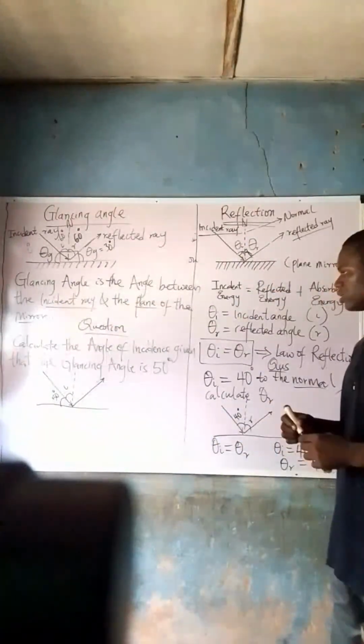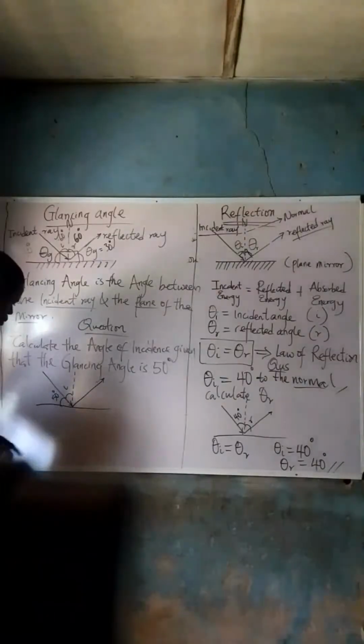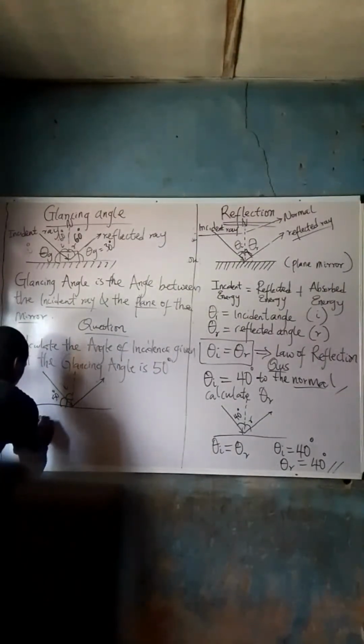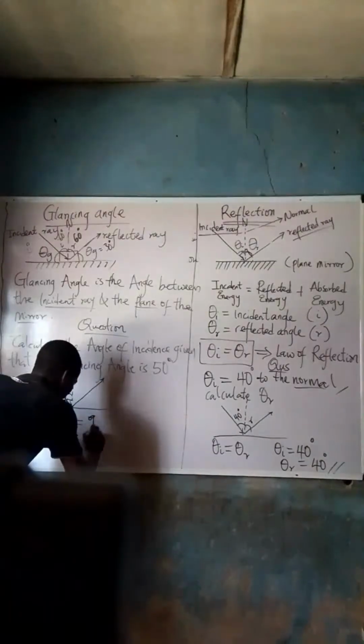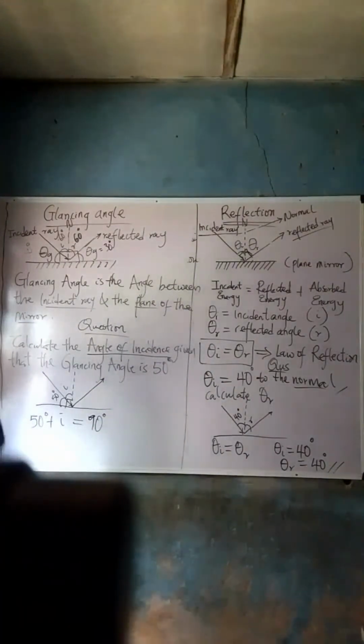How do you think we are going to get it? It's very easy. We must note that between here and here is a right angle, and a right angle is always equal to 90 degrees. So the sum of these two angles will be equal to 90 degrees. What is the first angle we have here? 50 degrees, added to I, must be equal to 90 degrees. Good. We are looking for I, our angle of incidence, so we will simply make I the subject of this equation.